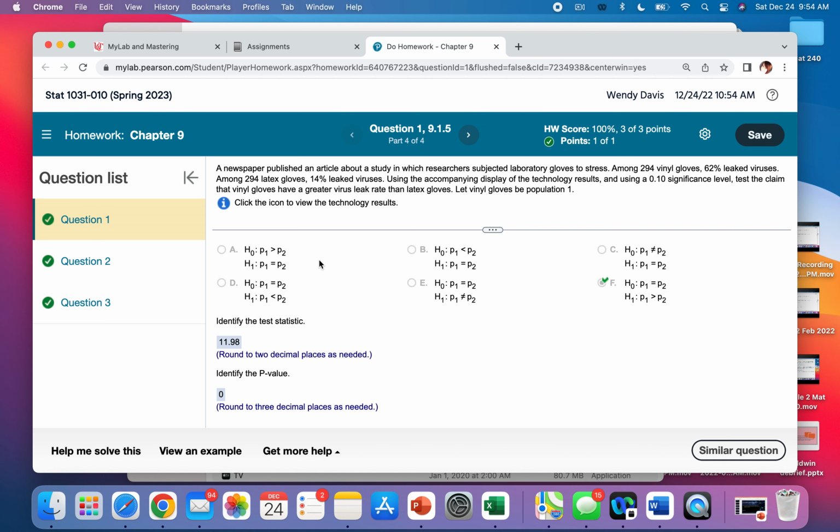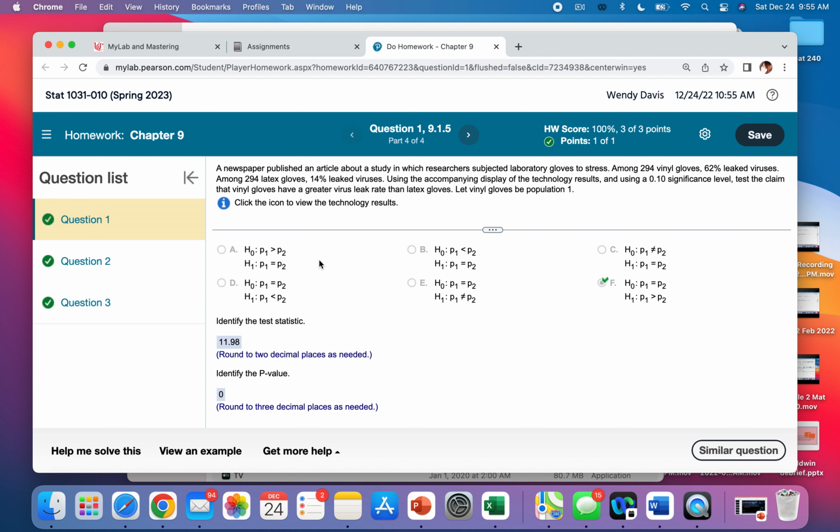Okay, chapter 9, we're studying two samples, like you have two groups. In this first example, we have a newspaper article, and researchers are studying laboratory gloves, and they want to test if the vinyl has a greater leak rate than latex. So we have two things: our number for vinyl and the percent. The number for vinyl is 294 and the percent is 62%.